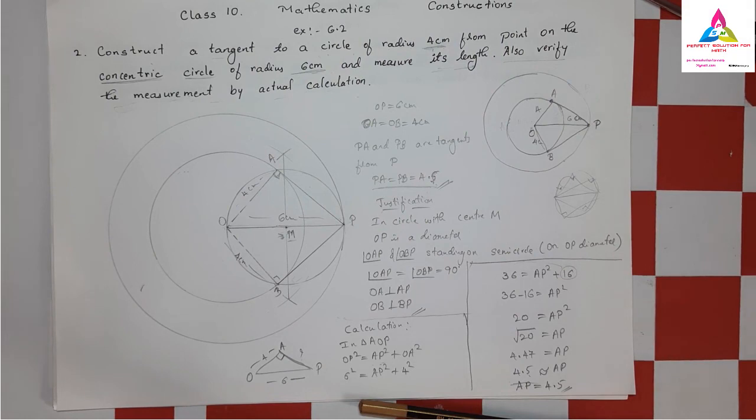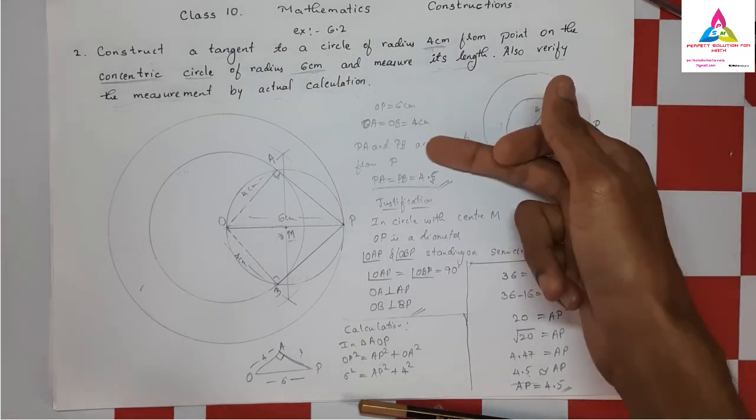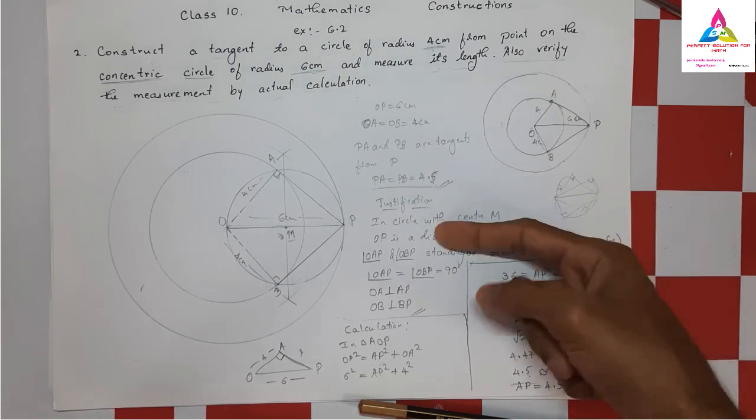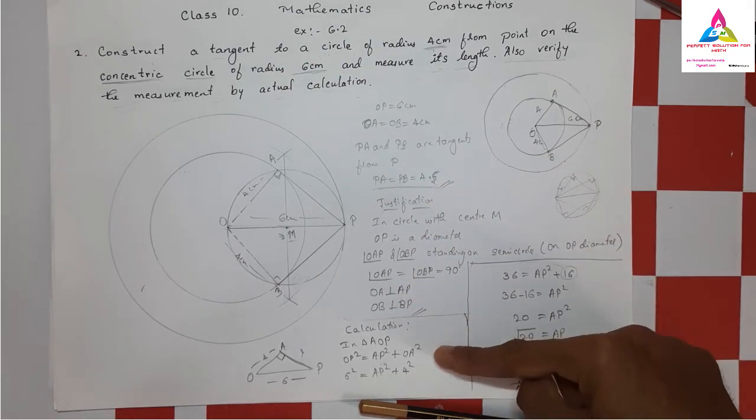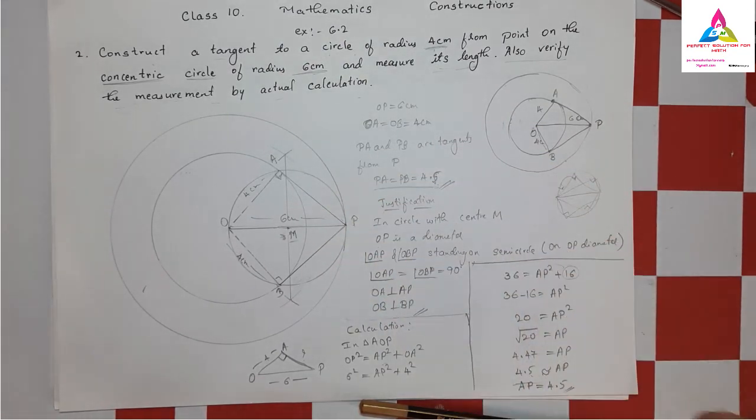So this is all about today's exercise 6.2, that is the second question you have done. So it took a little bit more time because of several things. First one, the calculation. Second one, the verification. Third one, the calculation using the triangle. So it took more time. So I think all of you understood this.